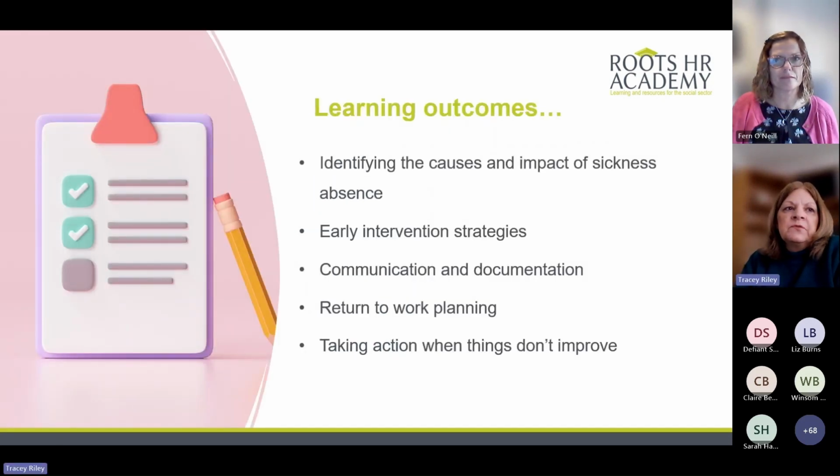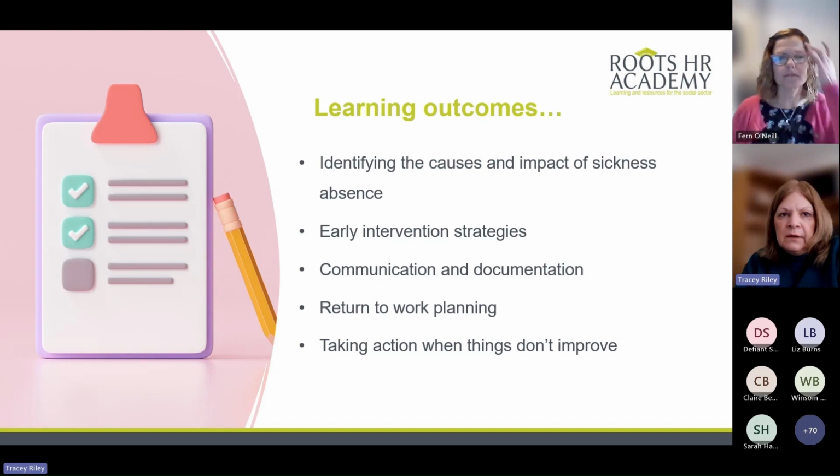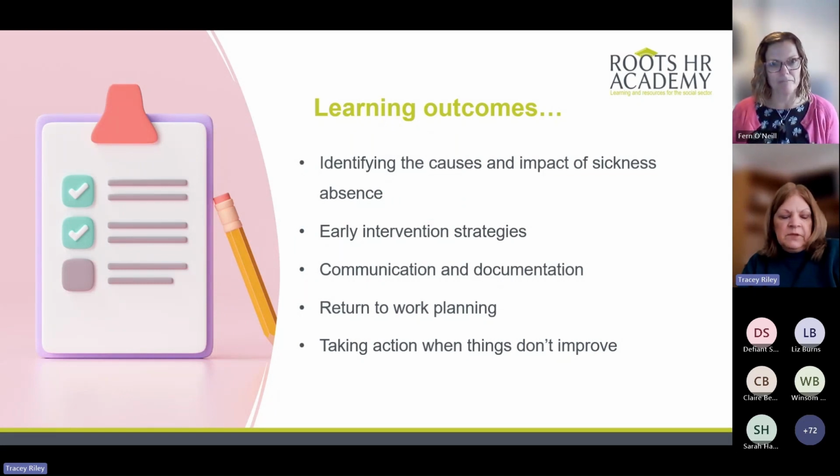The learning outcomes from today's webinar will be identifying the causes and impact of sickness absence. We'll be looking at early intervention strategies, communication and documentation. We'll talk around options for return to work planning, and then finally we'll discuss what sort of actions we can take if things don't improve in terms of attendance.